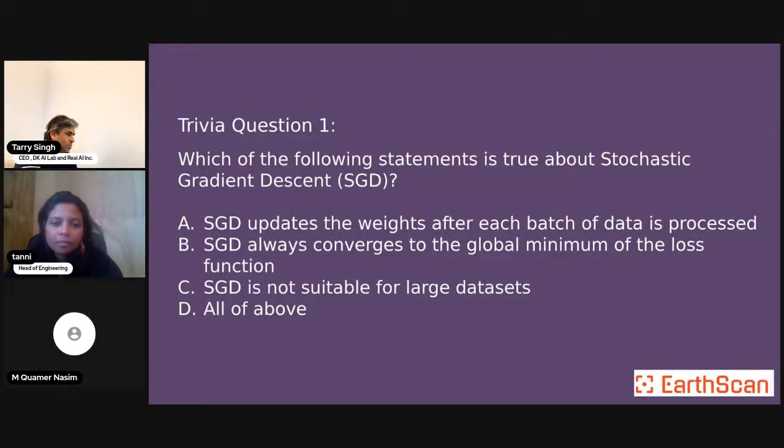Okay, so here we have our first trivia question. Which of the following statements is true about stochastic gradient descent? A: SGD updates the weights after each batch of data is processed. B: SGD always converges. C: SGD is not suitable for large datasets. Or D: all of the above. So maybe comment your response. What do you think is true about SGD? Does it update the weights after each batch, or can it reach the global minimum?